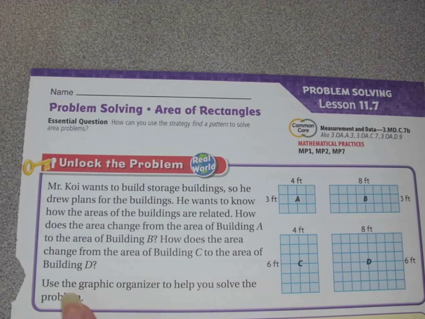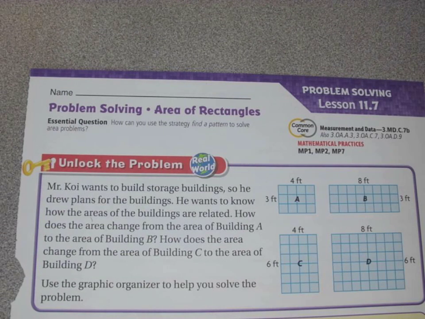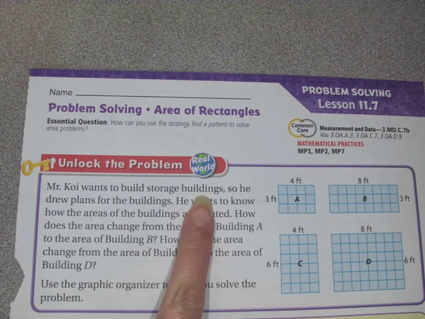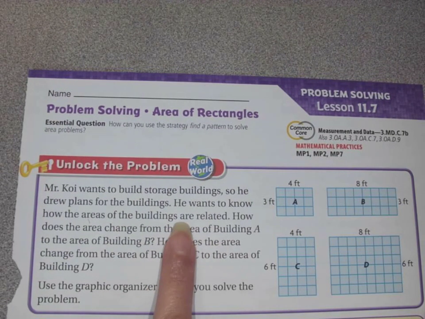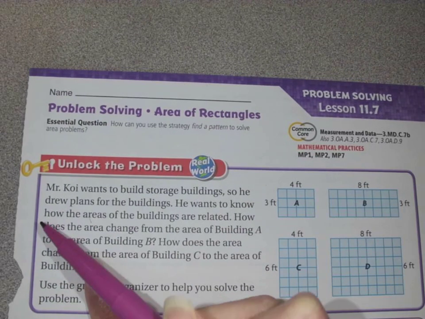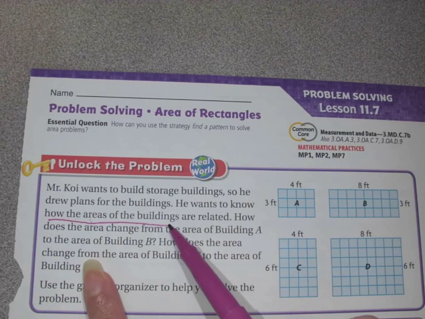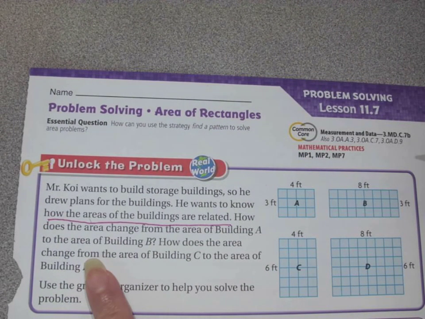All right, so there's a lot going on. But remember, first we have to make sure we understand the problem. And again, we know some guy, Mr. Coy, he wants to build storage buildings. Here are his storage buildings out to the side, okay? Right here. And they're labeled A, B, C, and D. Okay, so those are his storage buildings. He wants to know how the areas of the buildings are related. How are they alike? How are they different, you guys?